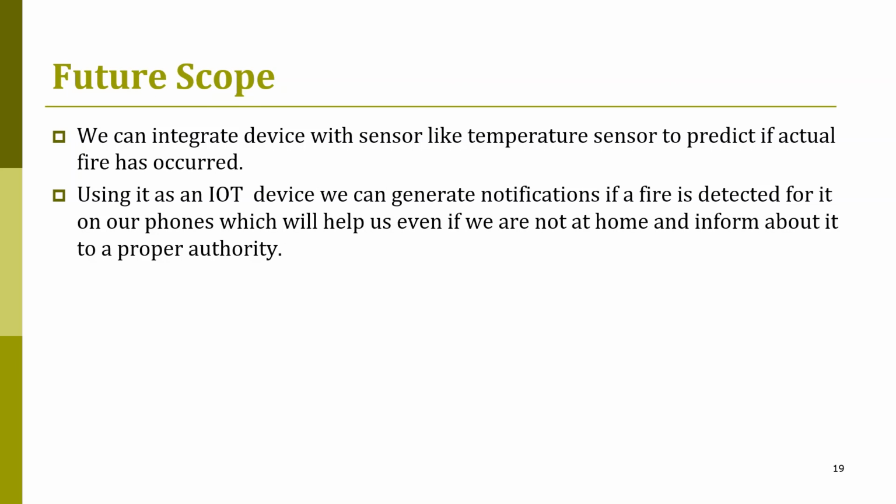The future scope of the project is that we can integrate this device with the actual temperature sensor and the MQ gas sensor, to predict if an actual fire has occurred. We can also manufacture an IoT device to generate notifications on our phones if fire is detected at any public place. We can also make an app for that, which will help us even if we are not at that place, and to get information if any hazardous or dangerous situation arises.